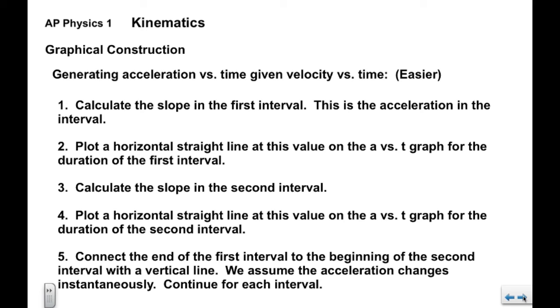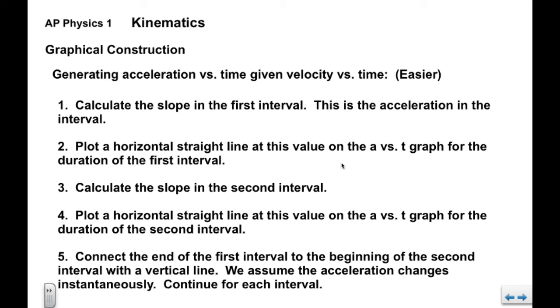Now, when we generate an acceleration versus time graph, given velocity versus time, this is much easier. Step one, we're going to calculate the slope in the first interval. We've done this already. This is, of course, the acceleration in the first interval. Step two, we're going to plot a horizontal straight line at this value on the acceleration versus time graph for the duration of the first interval. Again, we've made an assumption that for a given type of motion, the acceleration of the object is going to be constant. So we're going to plot it as a constant for the duration of the interval.